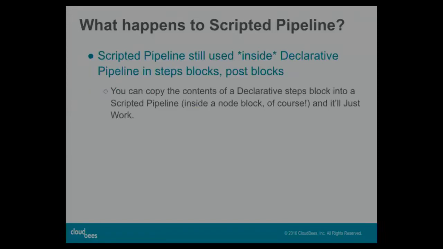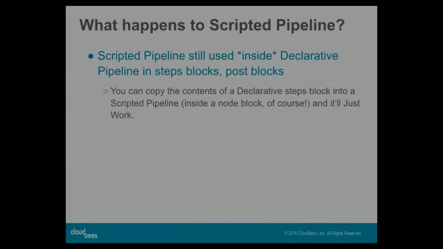And scripted pipeline is still used inside declarative pipeline. All of your step invocations, you're still using those. There are still escape hatches where you can use the full set of scripted pipeline syntax without validation. And you can always copy your steps and contents from a declarative stage into a scripted pipeline, and they'll work just fine. It's a subset of the scripted pipeline syntax.